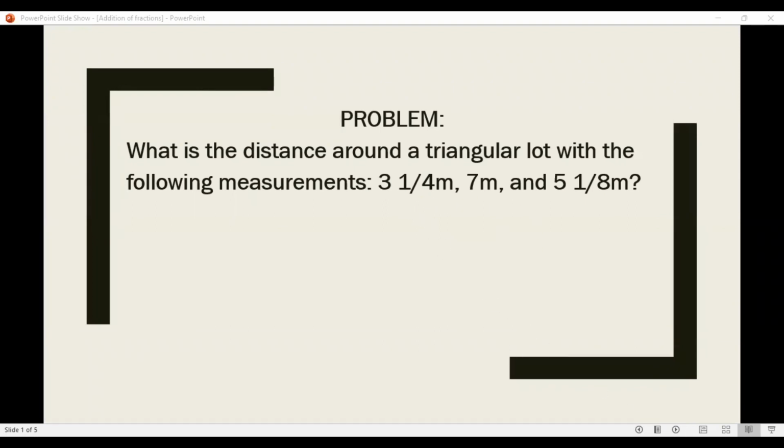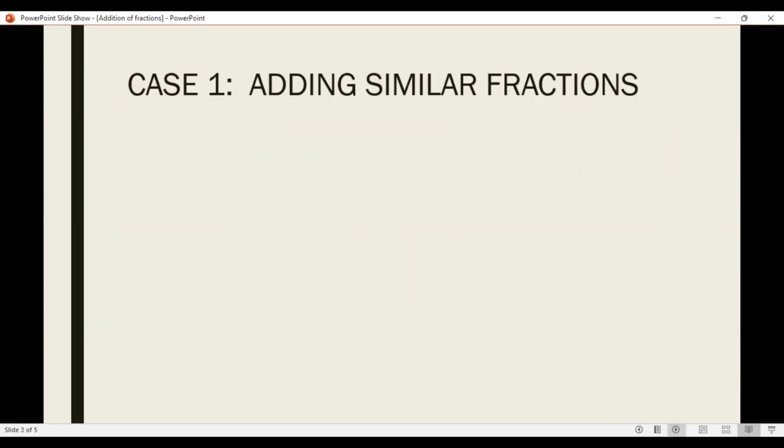So before we go to this problem, let's go first to the different details on how we could possibly add fractions. So let's have case number 1. We have adding similar fractions. So by definition, we say that fractions are similar when they have the same denominators.